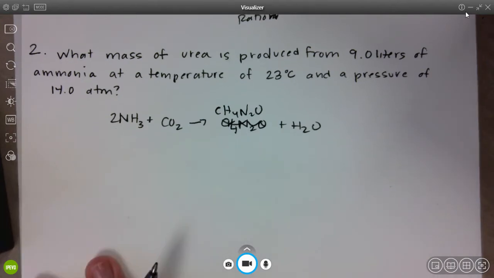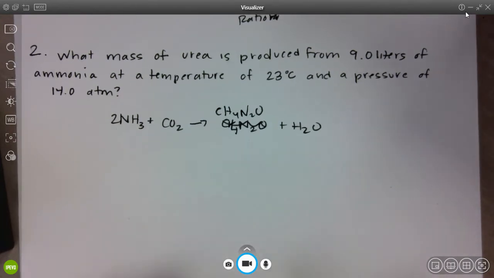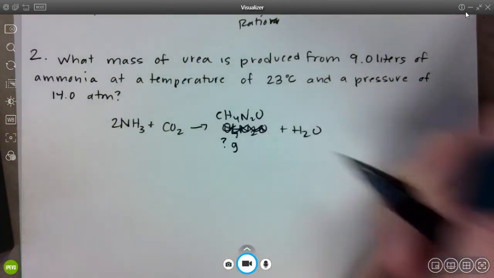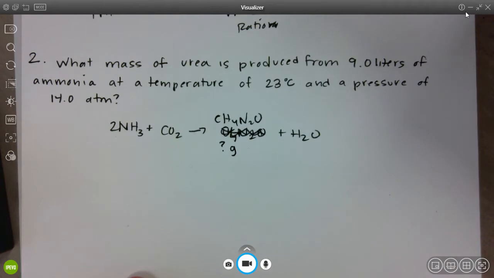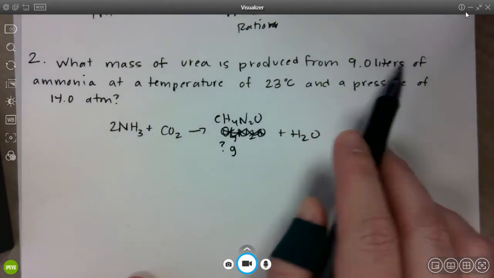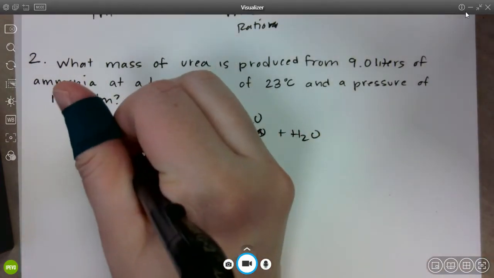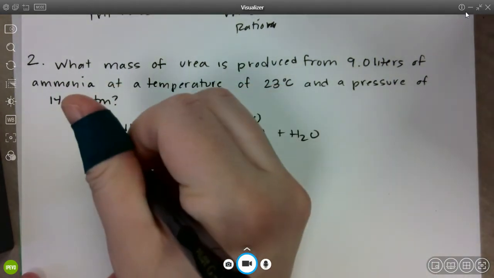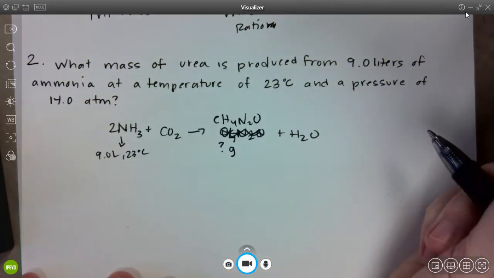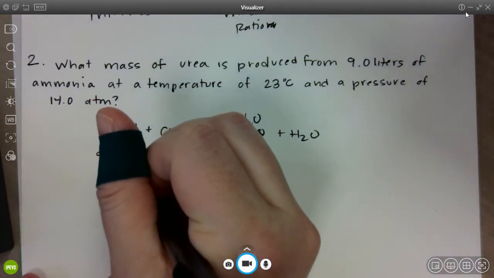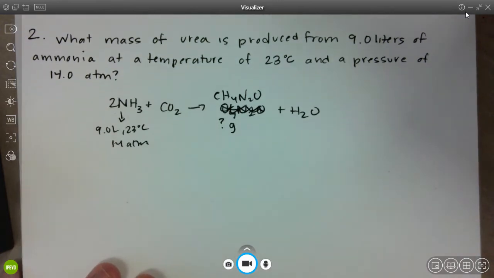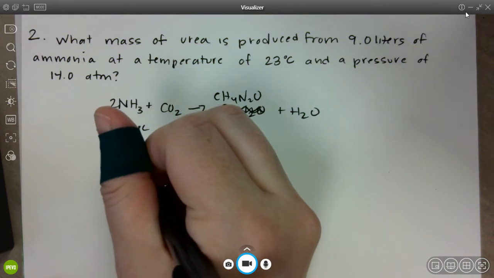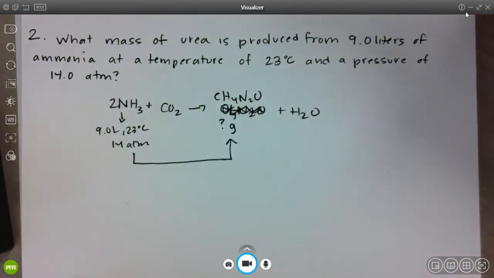Crisis averted. So if we look at this, it says what mass of urea. So this is the urea here. I do not know how many grams I am going to make, but it tells me that I have 9 liters of ammonia. I know my temperature is 23 degrees Celsius, and I know my pressure. So I've got a lot of information for urea here, which means I could probably do some work. In my dimensional analysis and stoichiometry process, I'm going to go from ammonia to urea.